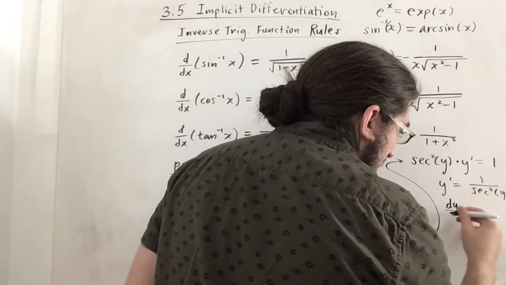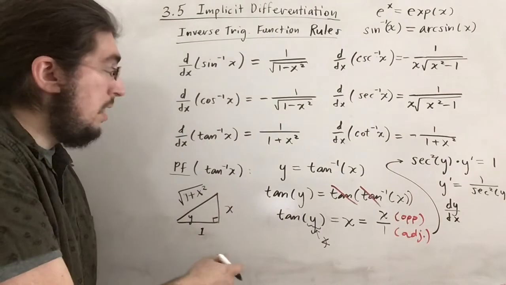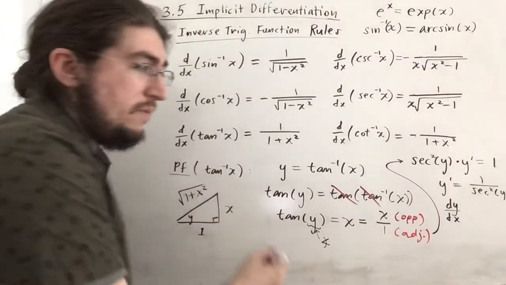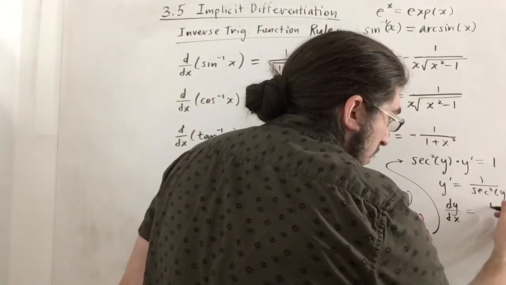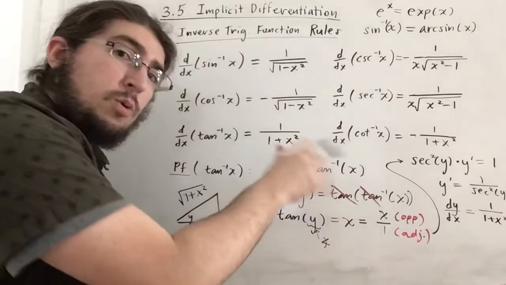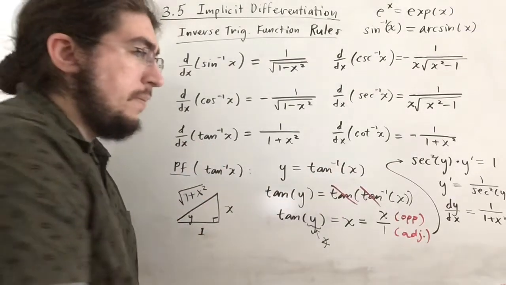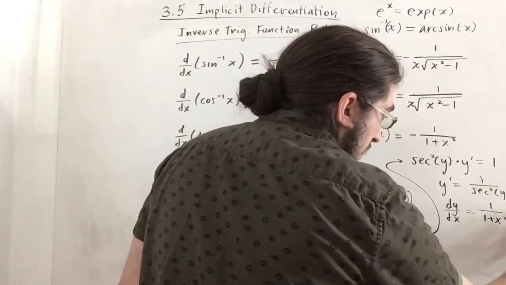So we'll now get the dy dx, which is just what we're looking for, derivative of tangent inverse, is 1 over 1 plus x squared. Because again, squaring secant, which is this radical, cancels the radical and gives us that in the denominator. So there we go, that completes the proof.